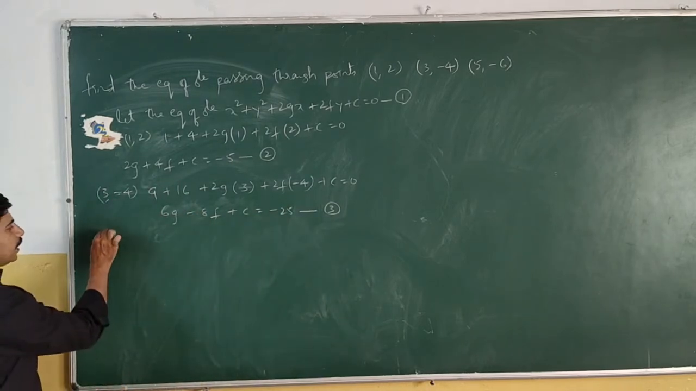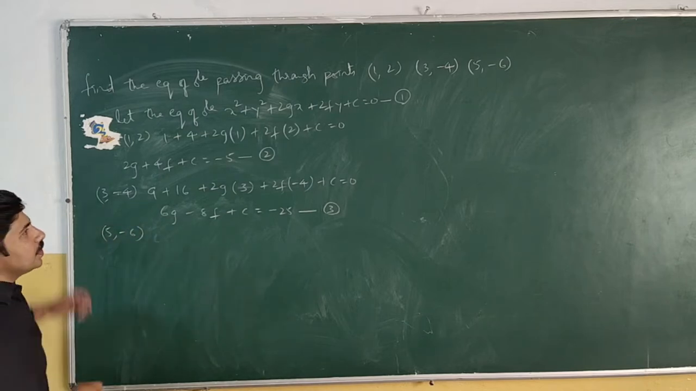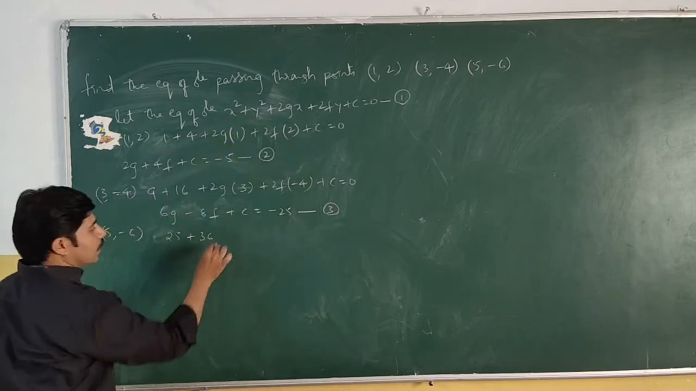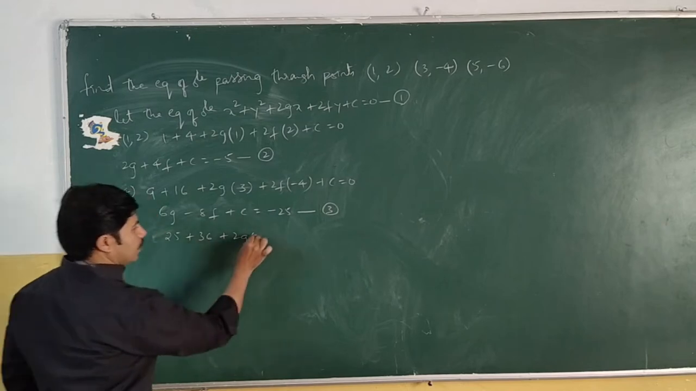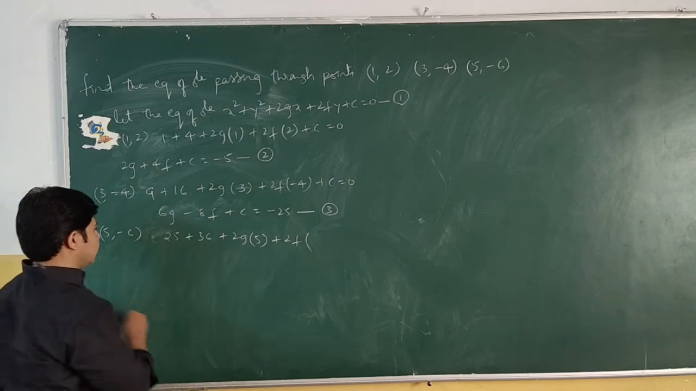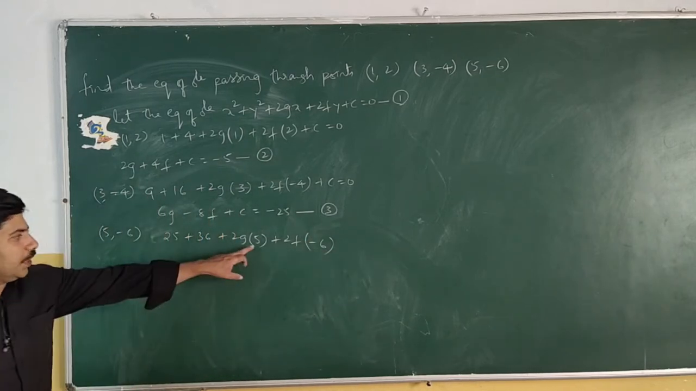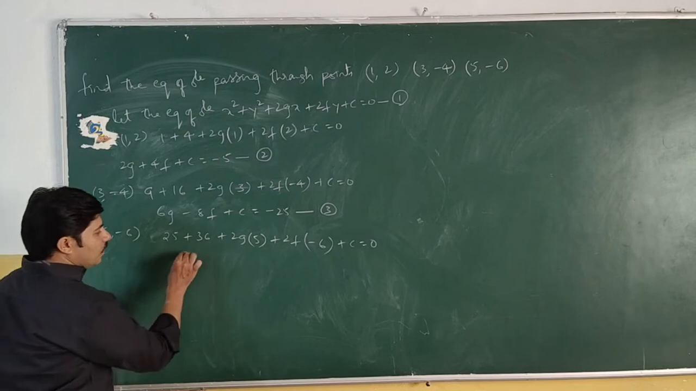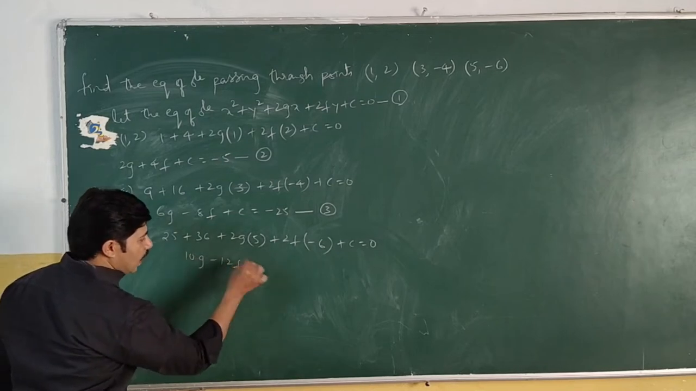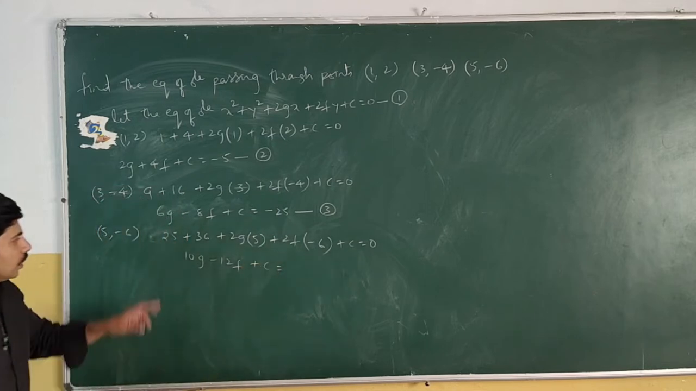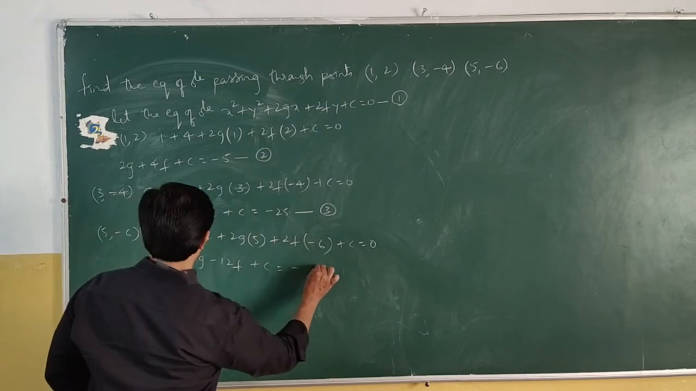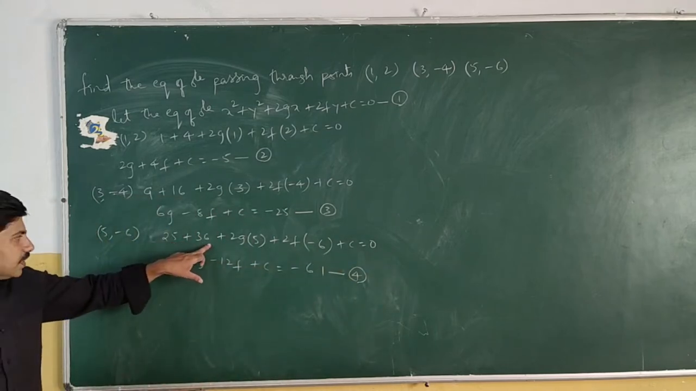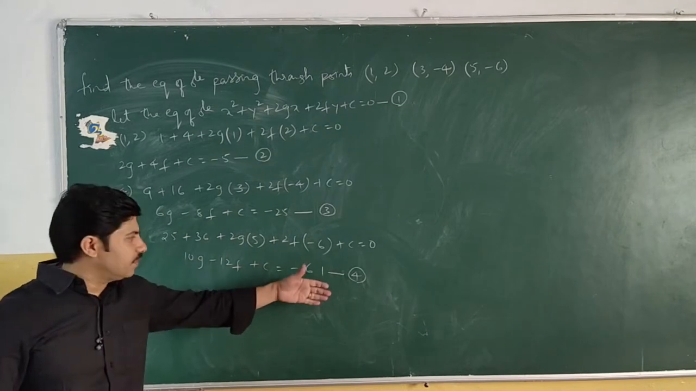After that, we have the other point, (5, -6). We are substituting in the equation of the circle. So 5 squared, 25, plus 6 squared, 36, plus 2g into 5 plus 2f into -6, plus c is equal to 0. So we get 10g - 12f + c = -61, since 25 plus 36 is 61 and we transpose it to the other side. This is equation 4.